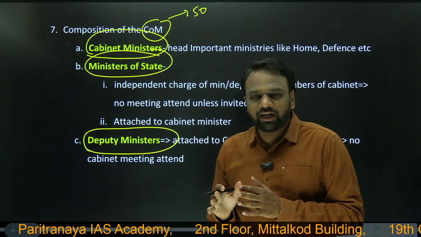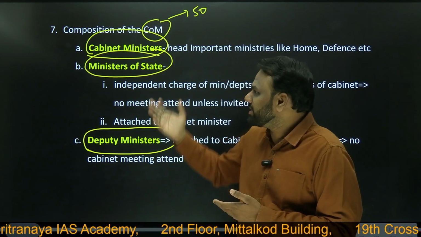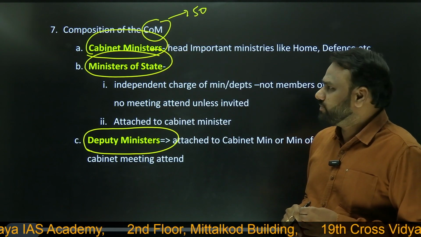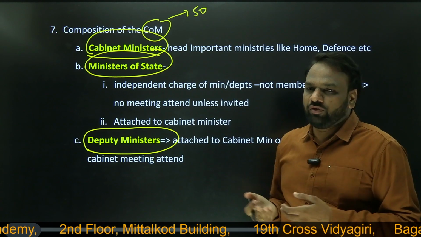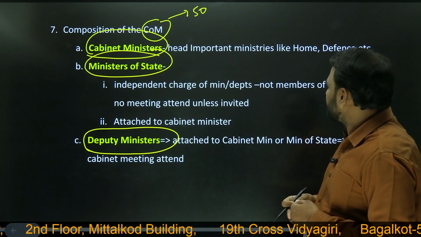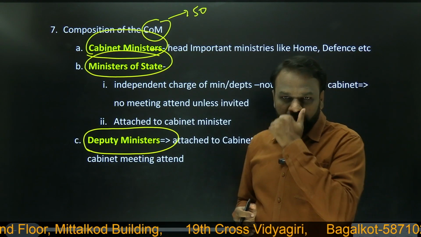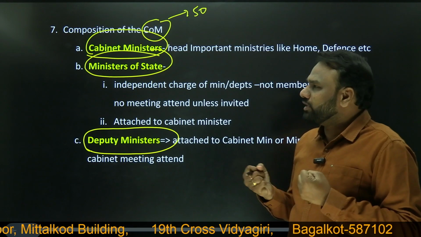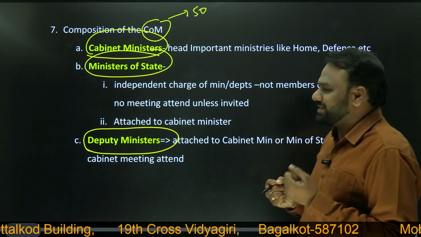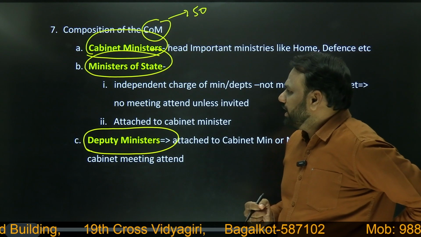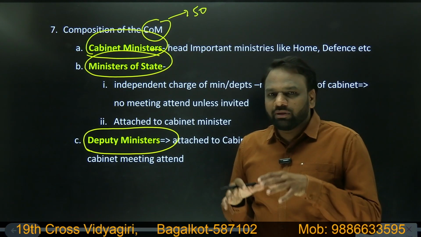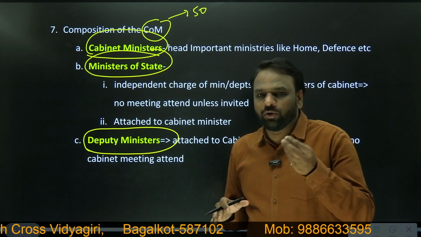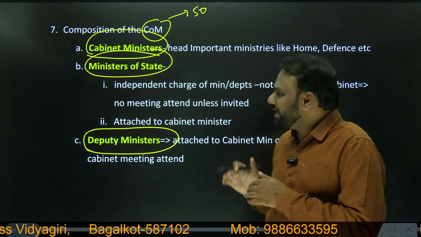All the three different categories of ministers together, we call them what? The Council of Ministers. Among these ministers, who are more powerful? Cabinet ministers are more powerful. How many cabinet ministers are there? Roughly around 10 to 15. They hold important positions like home minister, defense, etc. Next, ministers of state. In detail, we'll be discussing the ministers of state as and when we encounter them through our current affairs. So here we need to understand that.